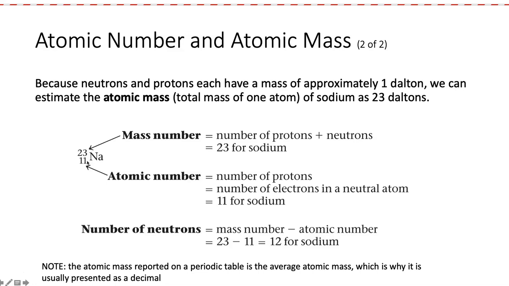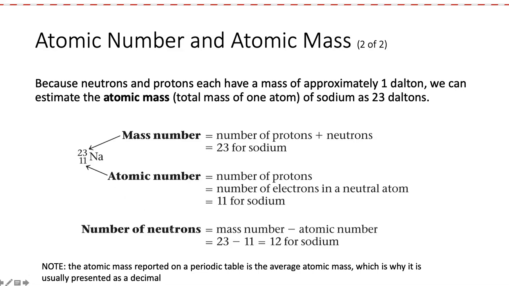So in sodium, the atomic number is 11. That means there's 11 protons. If you've got a neutral sodium atom, it's also got 11 electrons, and its atomic number is 11. If you want to figure out how many neutrons there are, though, notice that's not here. This number is protons plus neutrons. This is just protons. So we're going to do some subtraction.